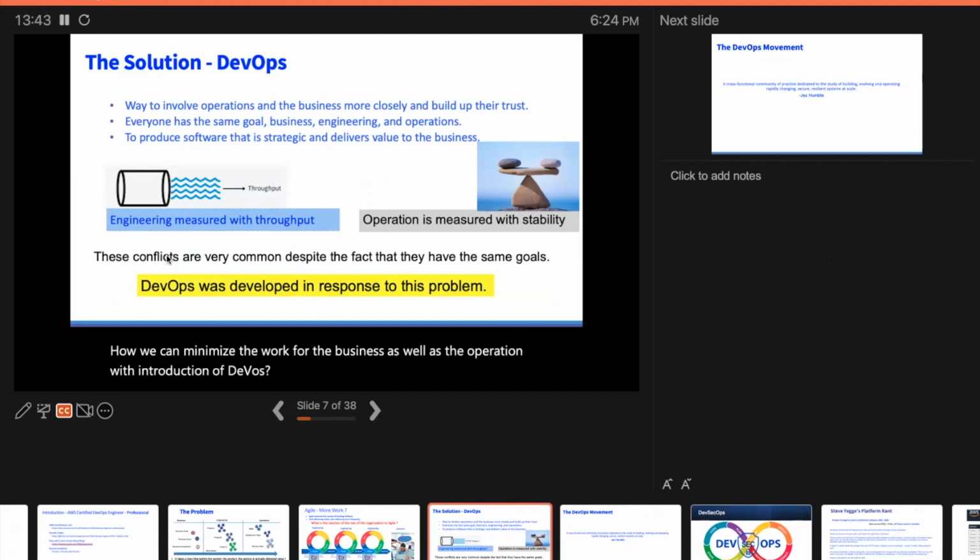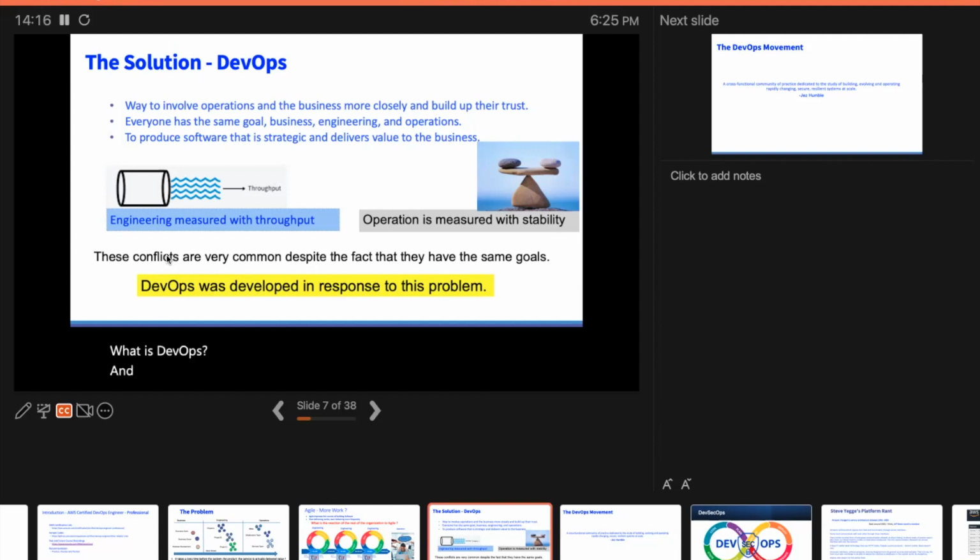Precisely, DevOps was created to address those problems, so that the business doesn't have to sit in every meeting, and using tools, they can get the information they want. The operation team also doesn't have to do a lot of work every 15 days, because it will be done by some tools. So that's the solution. That is DevOps.